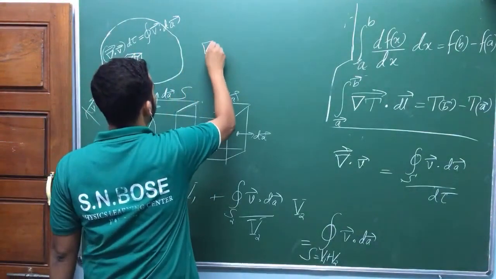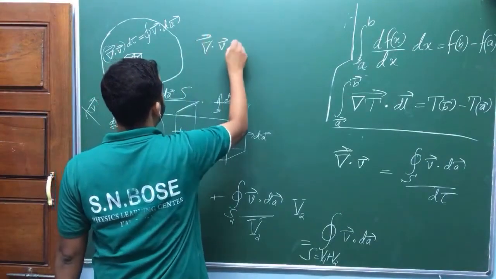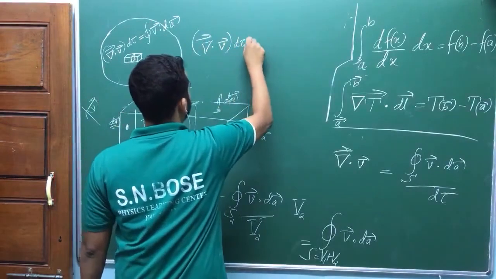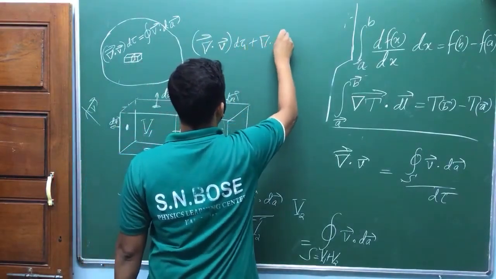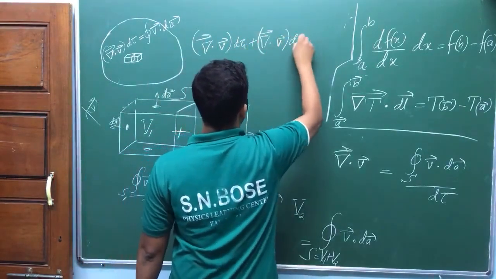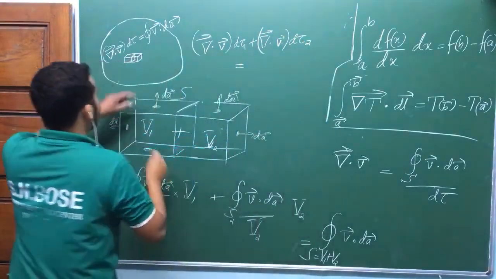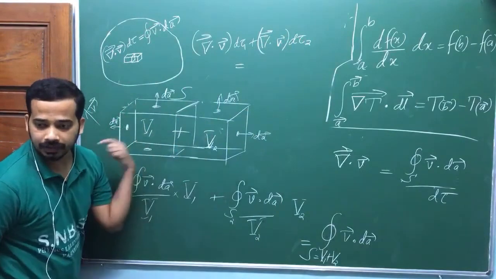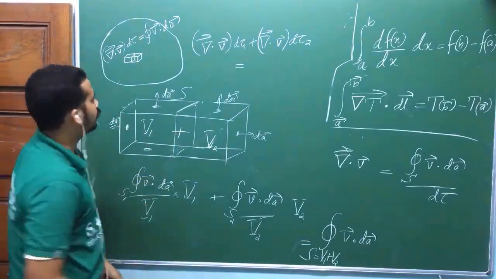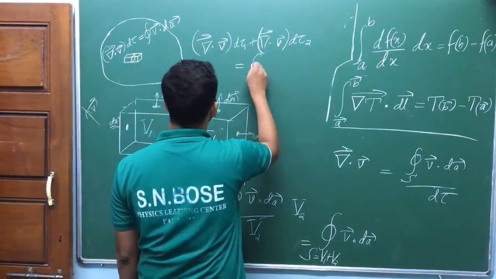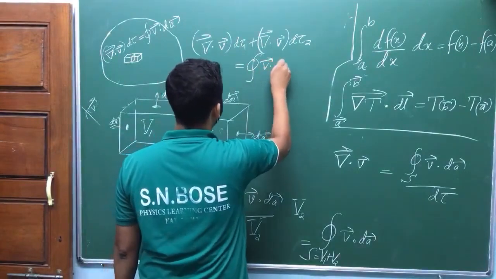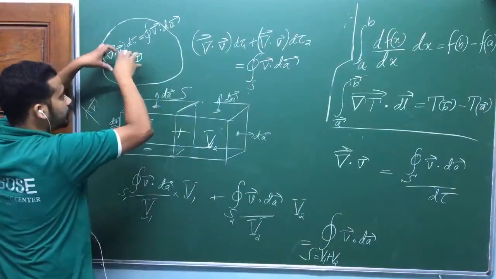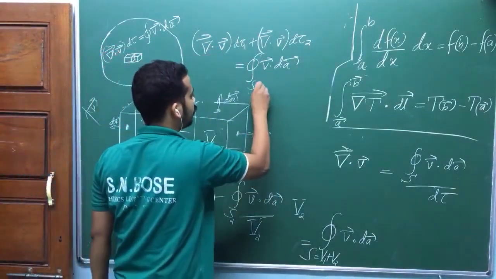Del dot v into d tau 1 plus del dot v into d tau 2. Am I right? So as a result, you have to add that surface integral. I have shown what happens when you add the surface integral here. What will happen? That will be the surface integral of v bar dot dA bar, where now this new surface is the surface of d tau 1 plus d tau 2. Am I right?